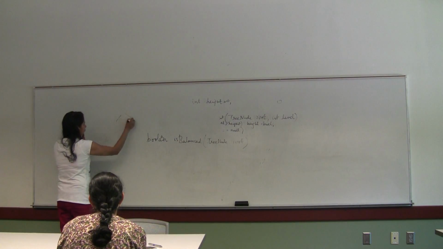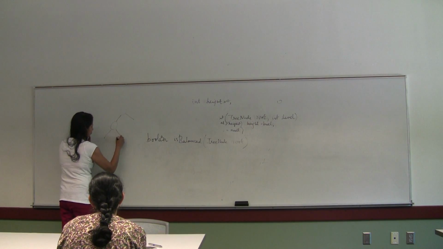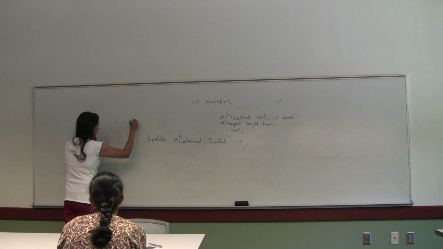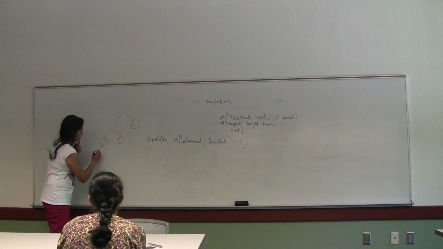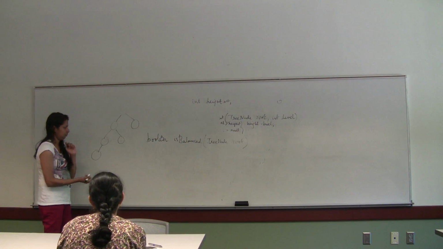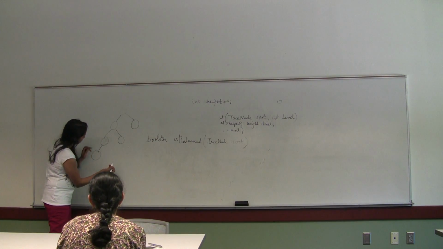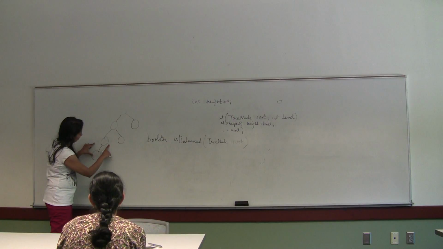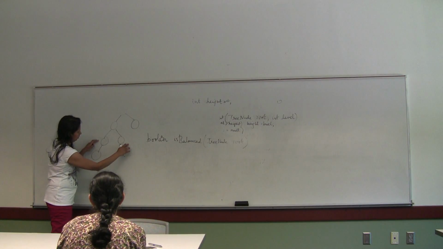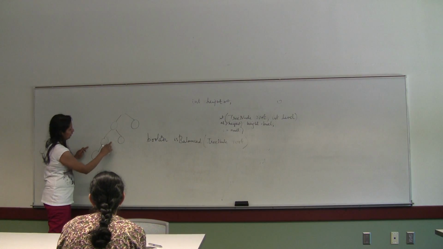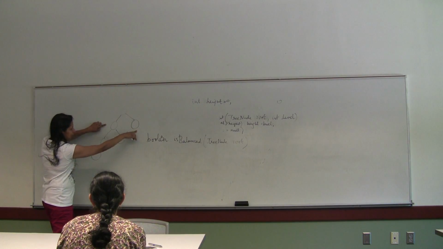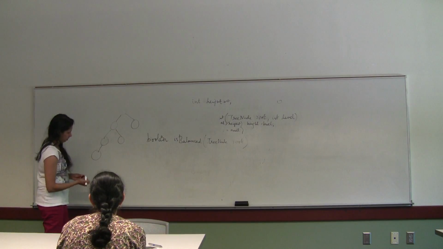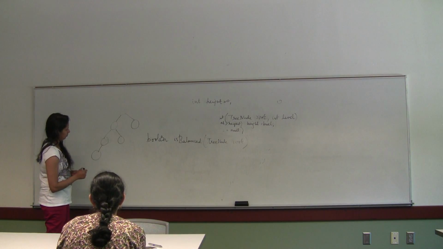Is this balanced? Is it balanced now? No. So where are we losing the balanced property? At this point itself we lose. Left and right, this is fine, and at the next level too. At this point, the left tree is balanced, the right tree is balanced, but the tree as a whole is not balanced, because the depth is different.